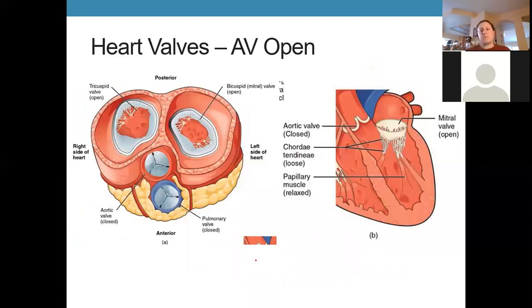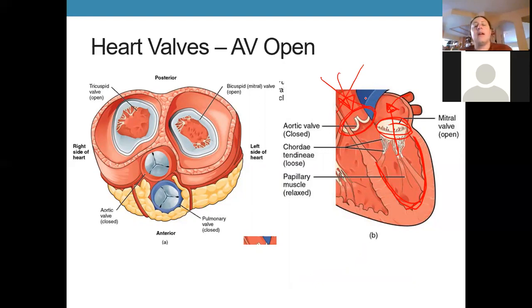So the way it basically works is that when a valve is open, blood can flow through. That means the blood is going in the right direction. So what we're seeing here is the atrioventricular valve open on the left side of the heart. So blood is coming into the left atrium, so the receiving chamber, through the AV valve into the left ventricle, which is the pumping chamber. And this aortic valve is closed to prevent blood from going back in the wrong direction.